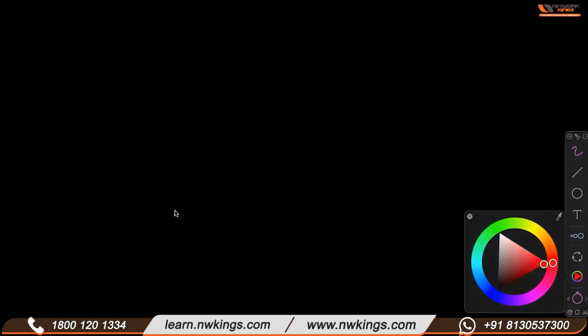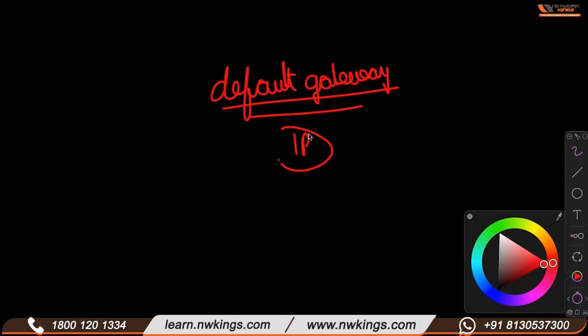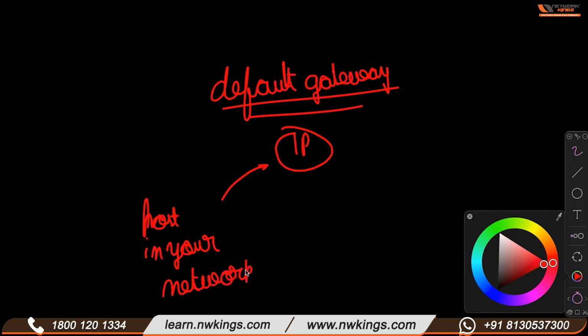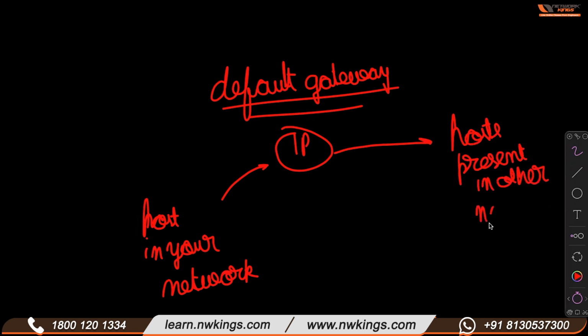Whenever we have to give a default gateway, what is a default gateway? A default gateway is basically the IP through which a host in your network can go outside its network and talk to other hosts present in other networks. This is why we use something called a default gateway.